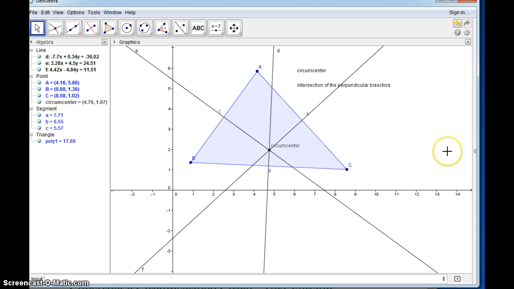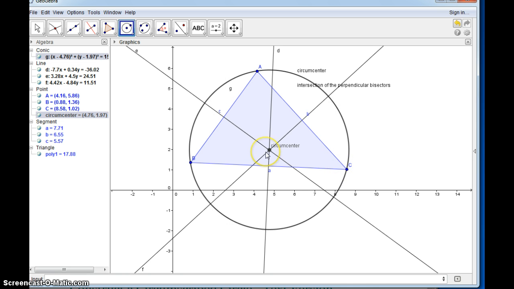And so to finish this construction, all you have to do is click on the circumcenter and any one of these vertices, and that will be the circumscribed circle. Now don't forget that this would mean that the distance from here to these, because it's a radius, would be the same. The distance from the circumcenter to the vertices would be the same. Let me just check that.